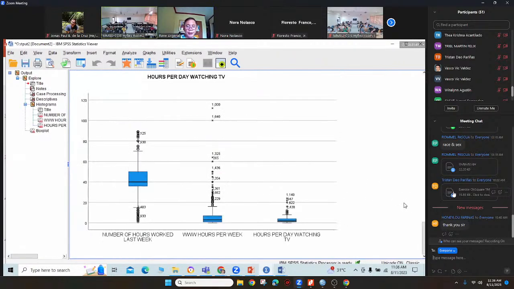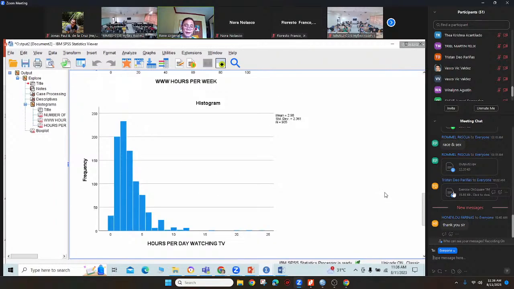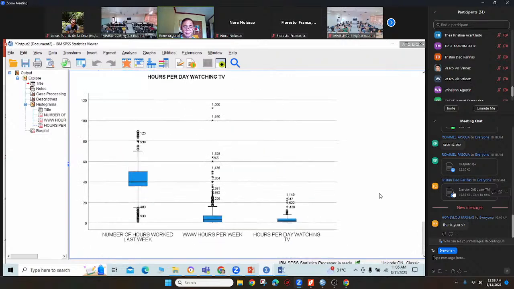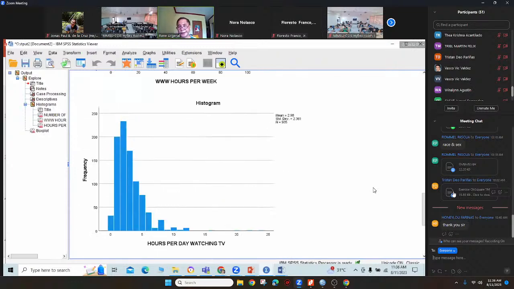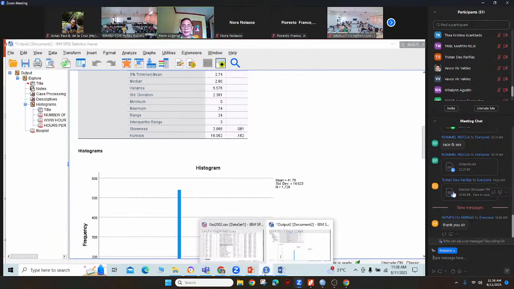Based on the histogram. And you have here the box plot. There seem to be outliers, there are so many outliers. So that is the exploratory analysis of your data. You understand? Do you have any questions or clarifications?